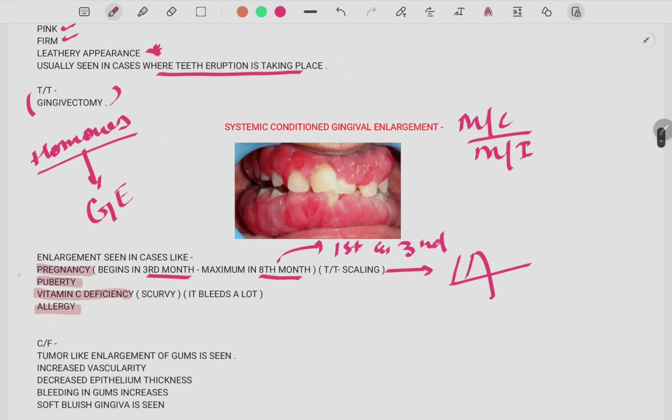For puberty, it is again hormonal changes. Vitamin C deficiency causes scurvy. It is going to be an extremely bleeding condition. Oral health is completely damaged here, and what you can do as a treatment is give vitamin C supplements to the patient. Other than that, you have allergy that could be responsible for the gingival enlargement.